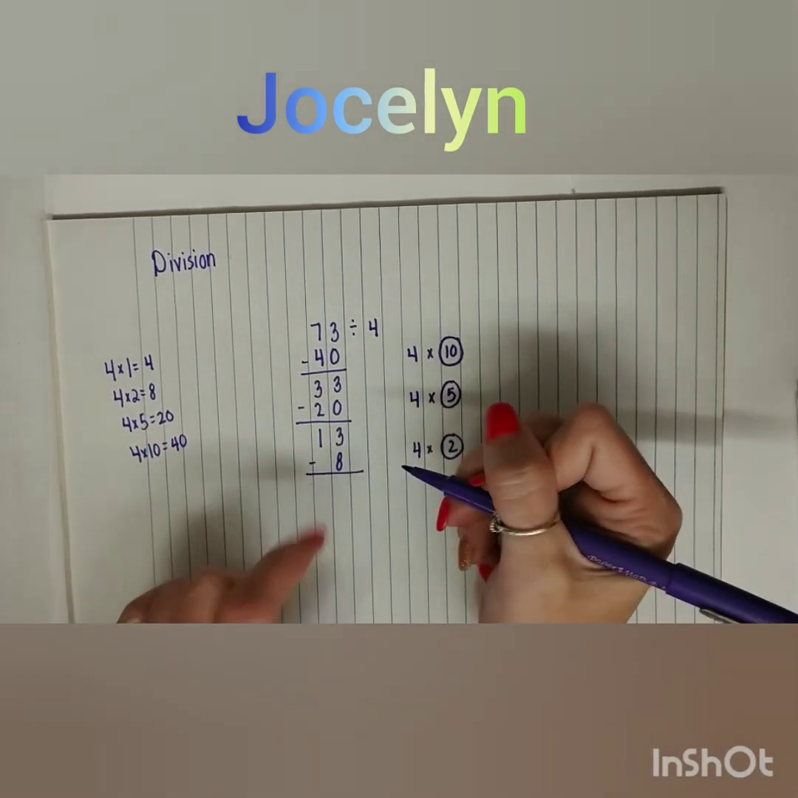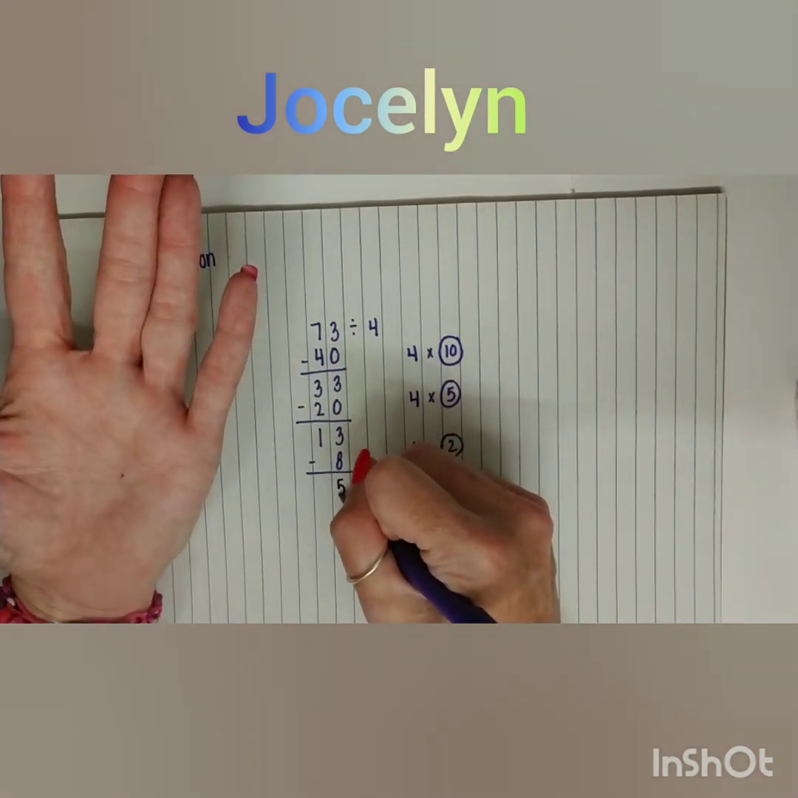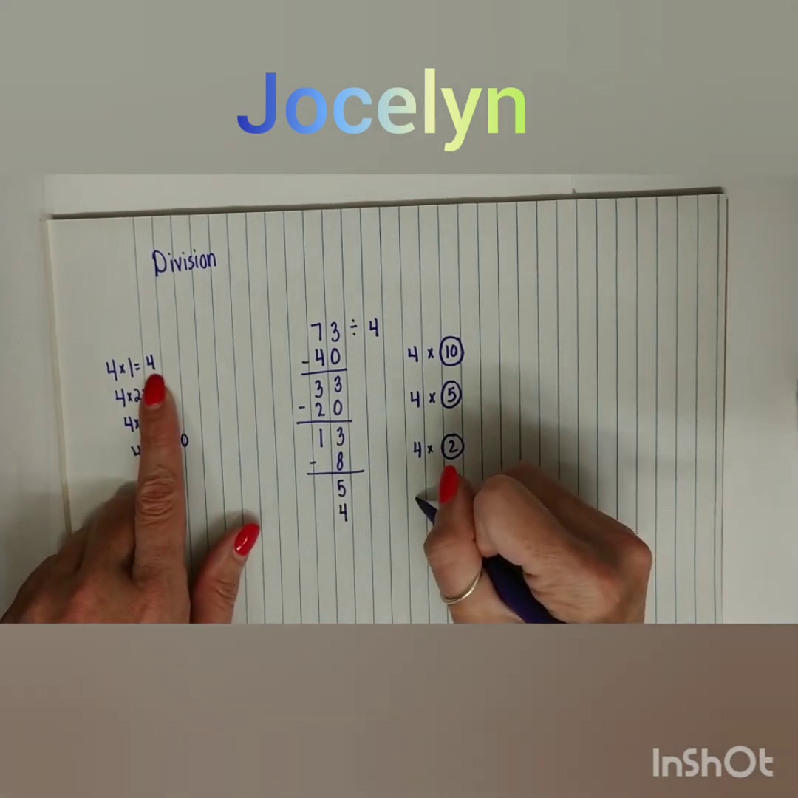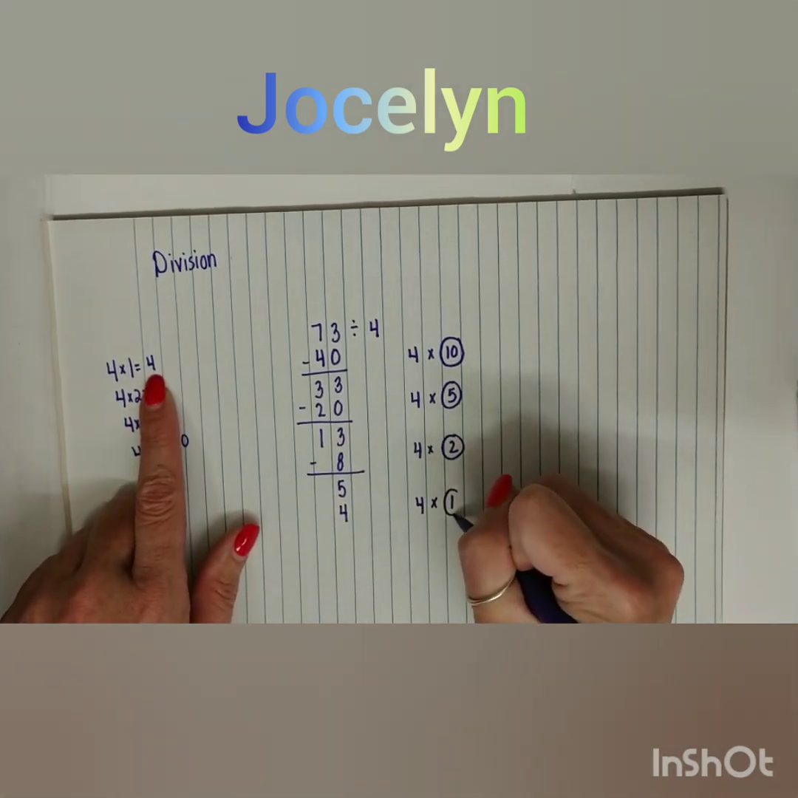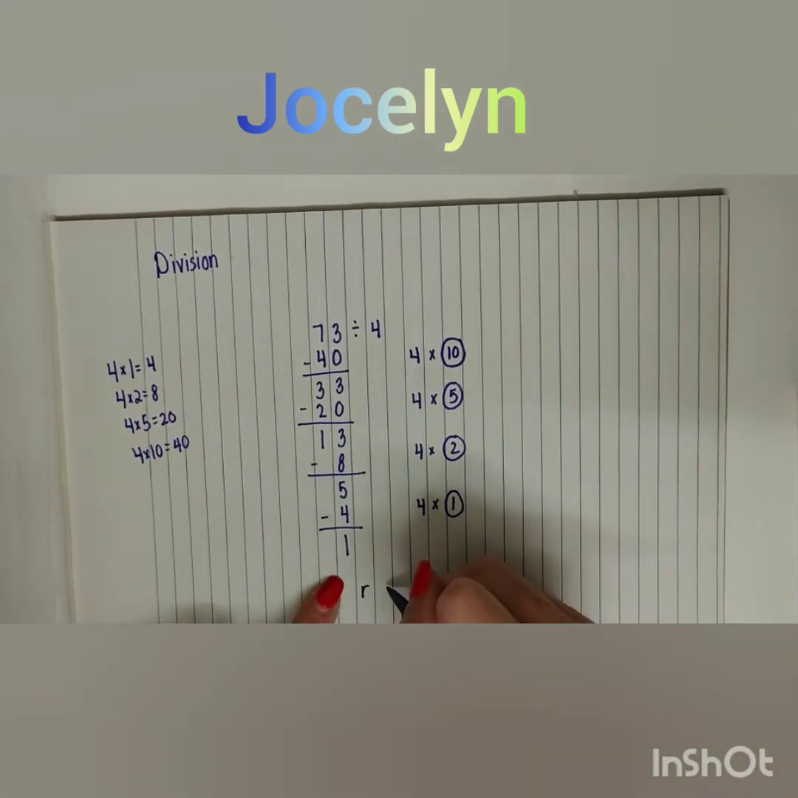So 13 minus 8, that's 9, 10, 11, 12, 13. So that's 5. And I have 5, so I can pull out a 4. That's 4 times 1. 5 minus 4 is 1. So I have a remainder of 1.